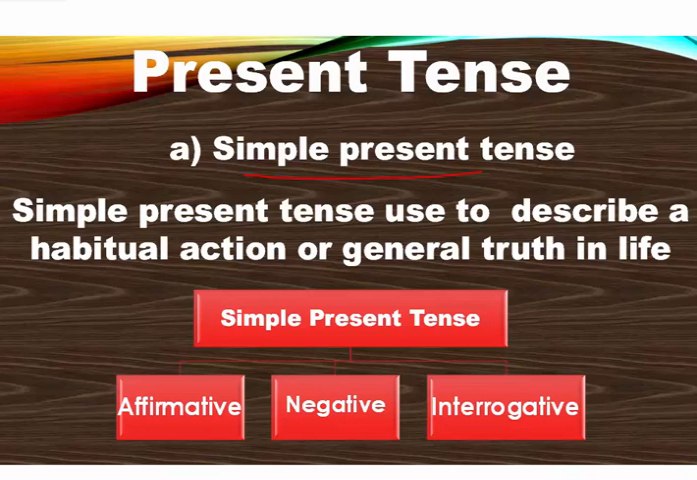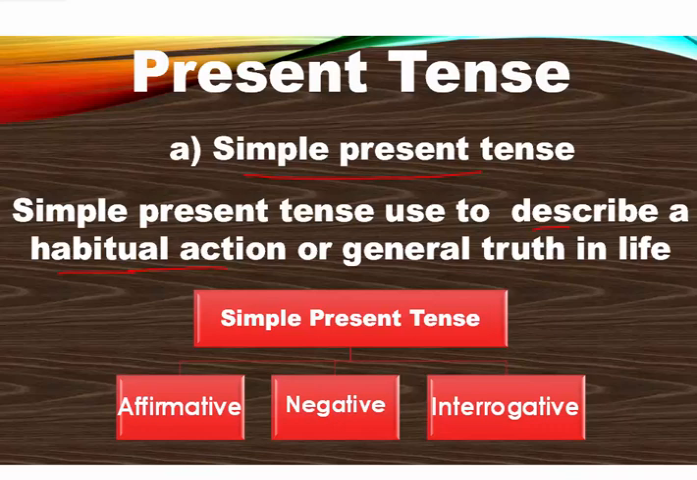Let's see. Simple present tense is used to describe a habitual action or general truth in life. Actually, this simple present tense is used to describe a habitual action, everyday action, habitual action, or a general truth in life.